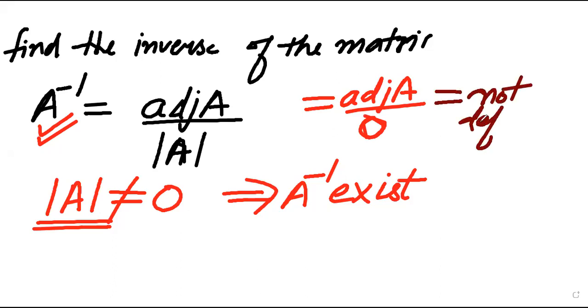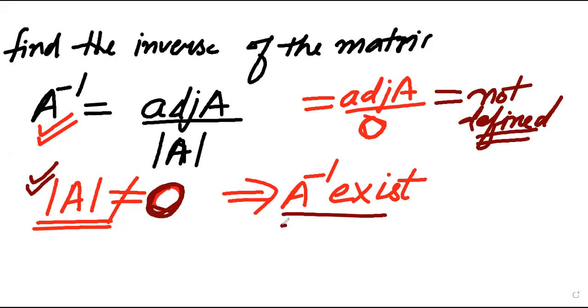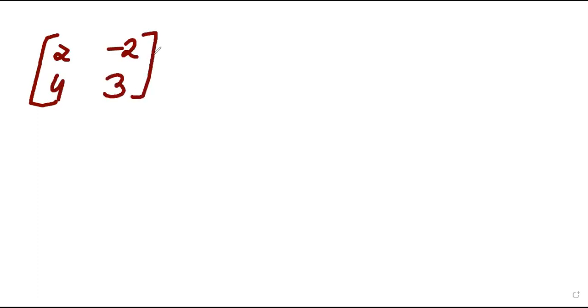The answer is not defined. Okay, so everyone keep this in mind, that before finding A inverse, first you have to find the mod of A or determinant of A. If determinant of A is not equal to 0, then you write that A inverse will exist. Okay, so let's see here. Question is 2, minus 2, 4 and 3. Clear? First we find out the determinant here. This is a matrix.